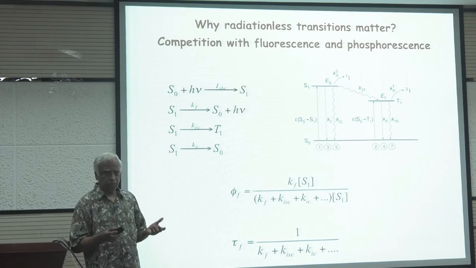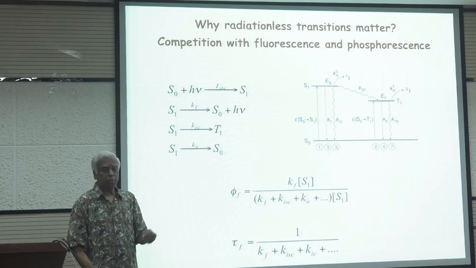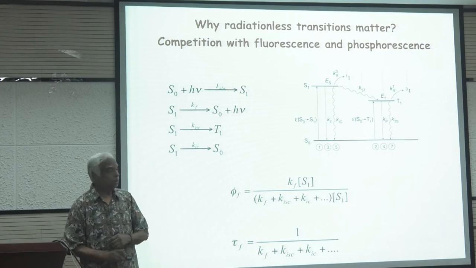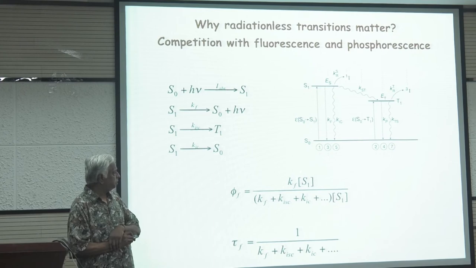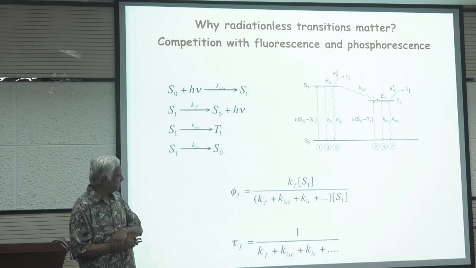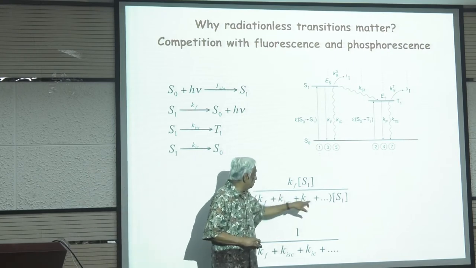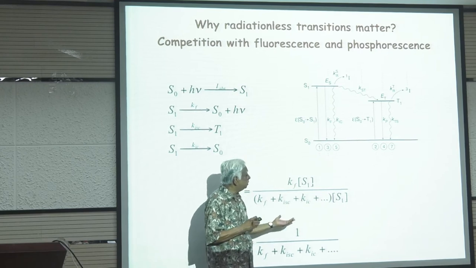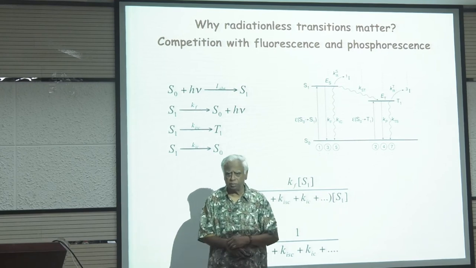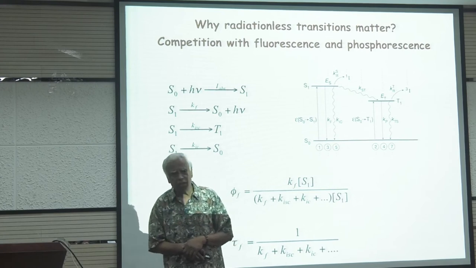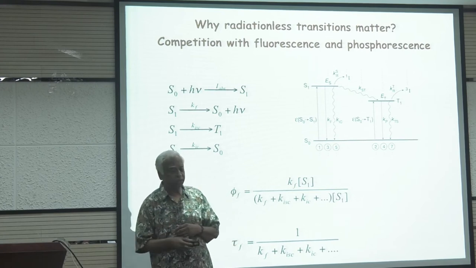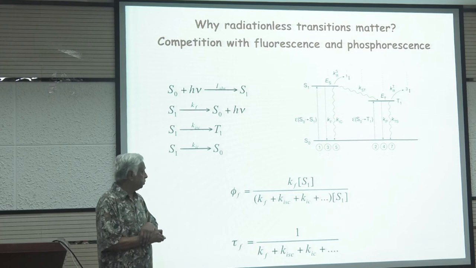The fluorescence quantum yield tells you, when you excite a molecule, how much emission you will get. How much emission you will get depends upon the fluorescence rate constant divided by the fluorescence rate plus intersystem crossing, that is this, and internal conversion, that is this. This one is competing with the other two. Sometimes there are also chemical reactions and quenching, and all these other things add up.